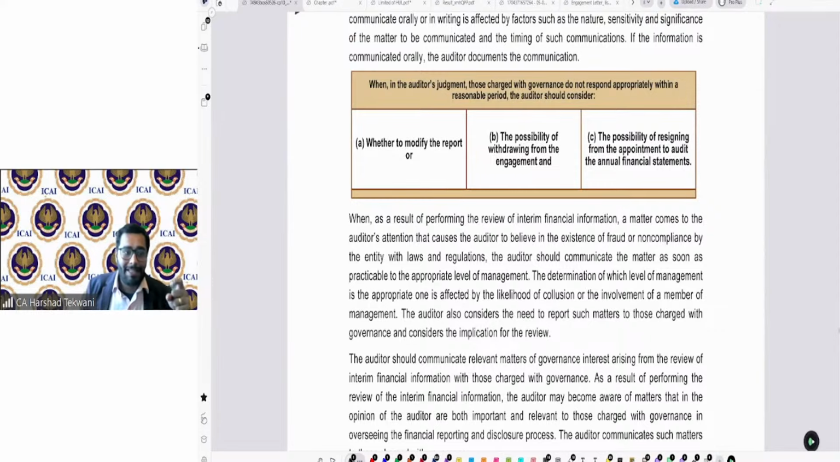So you need to understand that earlier we were talking about the practitioner. Now you are not a practitioner. You are the auditor. You have the responsibility to perform the annual audits also. You have the responsibility to perform the review of interim financial information. So whenever we talk about withdrawing, it will be withdrawing from the annual audit plus withdrawing from the review of interim financial information. It will work in both cases, not a single one.